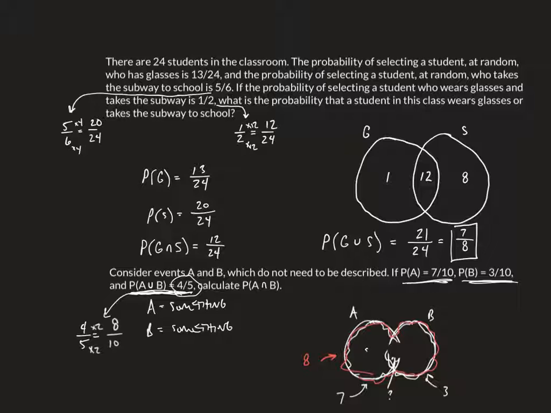Maybe there's a 5 here, and that would make this have to be a 2, which would make that have to be a 3. And in that case, I would have 5 plus 2, which is 7, plus 1 is 8. This is the only scenario that works. If you try putting a 4 here, you'll see that this does not add up to 8. So this is the only scenario that makes sense. And so your conclusion would have to be that the probability of A intersection B is 2/10 or 1/5.